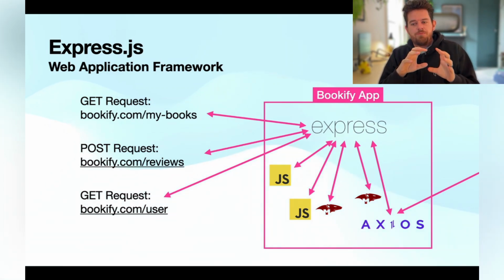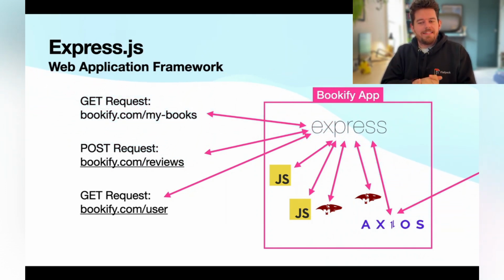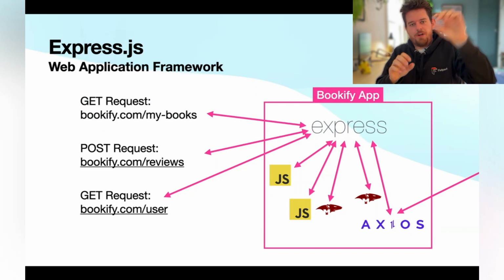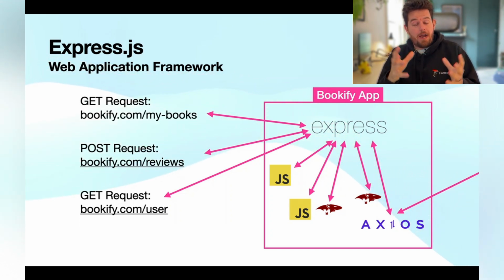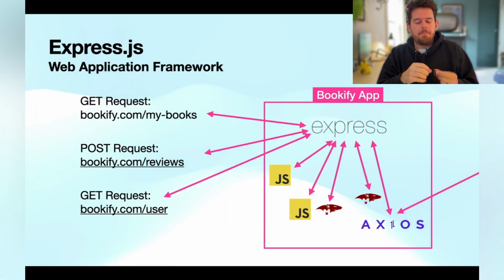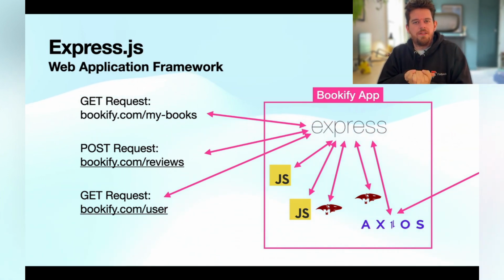We can also use Express to send things to Axios, and then this will send a request to somewhere else on the internet to get that data back, send it to Express, and then send it back to our users. It's very powerful. There's a lot of stuff in there, but ultimately this is just what Express does. It takes requests from users and sends it to bits of code that we write, and then sends the response back to our users.